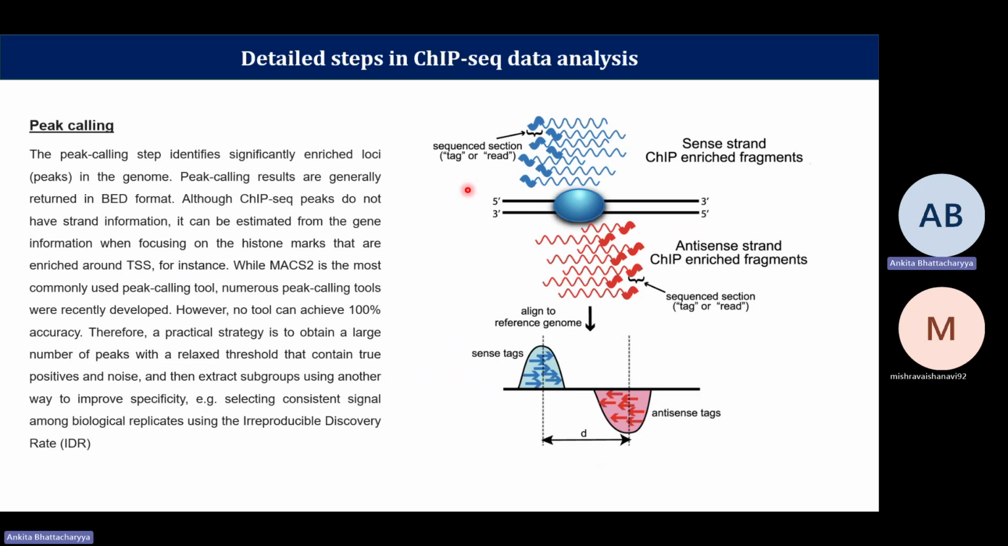The peak calling step identifies significantly enriched loci in the genome. So what do we mean by that? Up to the step right before this, what we saw was the alignment of the reads that we have obtained from DNA bound regions. Only the region of the genome they are located in is known. Now, what peak calling is going to do is identify significantly enriched loci.